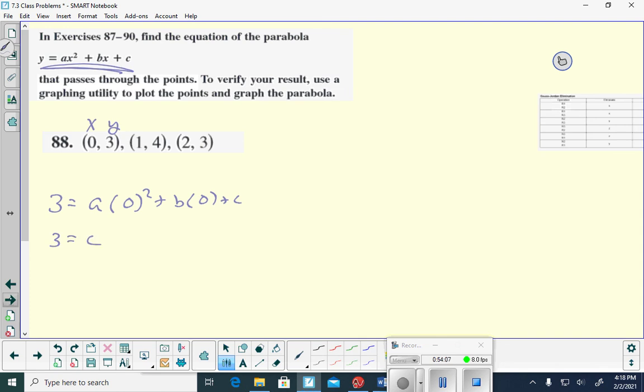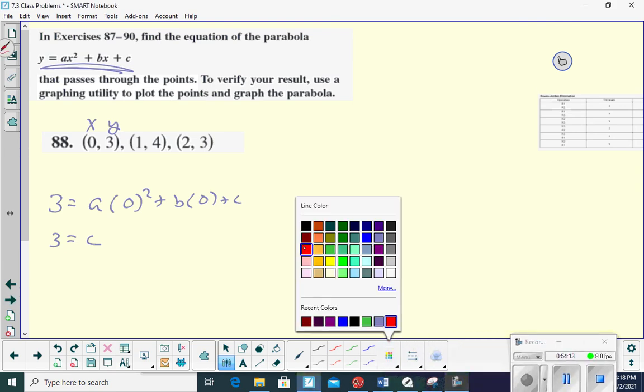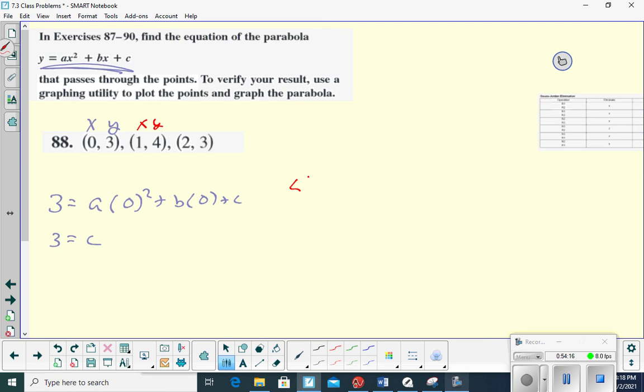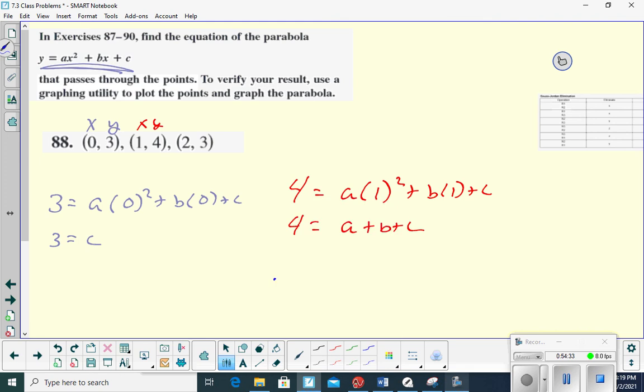All right, the next equation I'm going to do, let's do the point with x and y for my second equation. So y is equal to ax squared plus bx plus c. So this is going to be 4 is equal to a plus b plus c. And then the last one I'm going to do, y, which is 3, is equal to ax squared plus bx plus c. So this is 3 is equal to, well, 2 squared is 4, so this will be 4a plus 2b plus c.